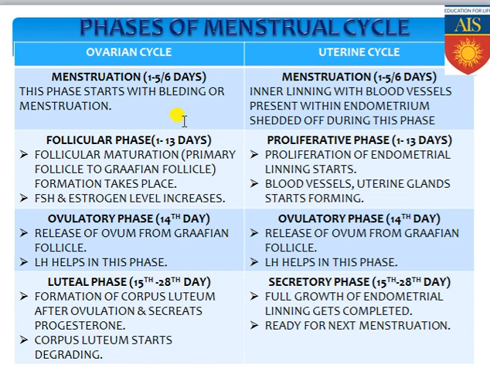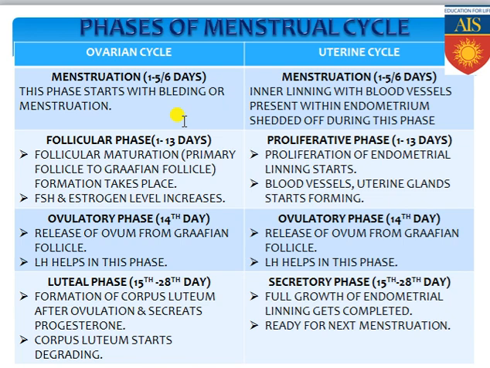This is also starting from the 5th, 6th day onwards up to the 13th day. Keep it in your mind, from the name we can understand that here the proliferation of the endometrial lining of the uterus takes place. And keep it in your mind, blood vessel and uterine gland formation, all these things start happening from this phase, that is the proliferative phase. That is the proliferation of the uterine lining that has occurred.